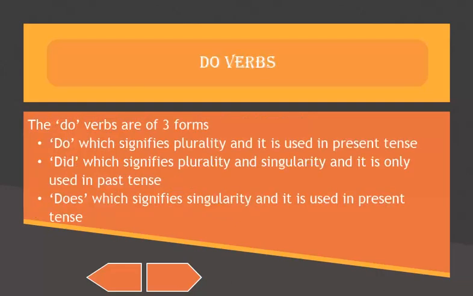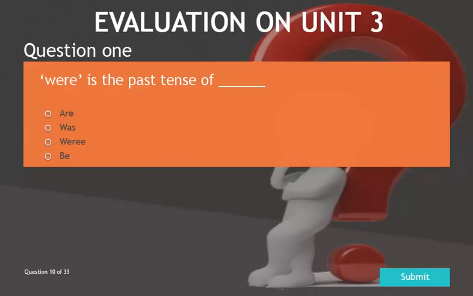Do verbs. The do verbs are of three forms. Do, which signifies plurality, and it is used in present tense. Did, which signifies plurality and singularity, and it is only used in past tense. Does, which signifies singularity, and it is used in present tense. Let's practice some questions.